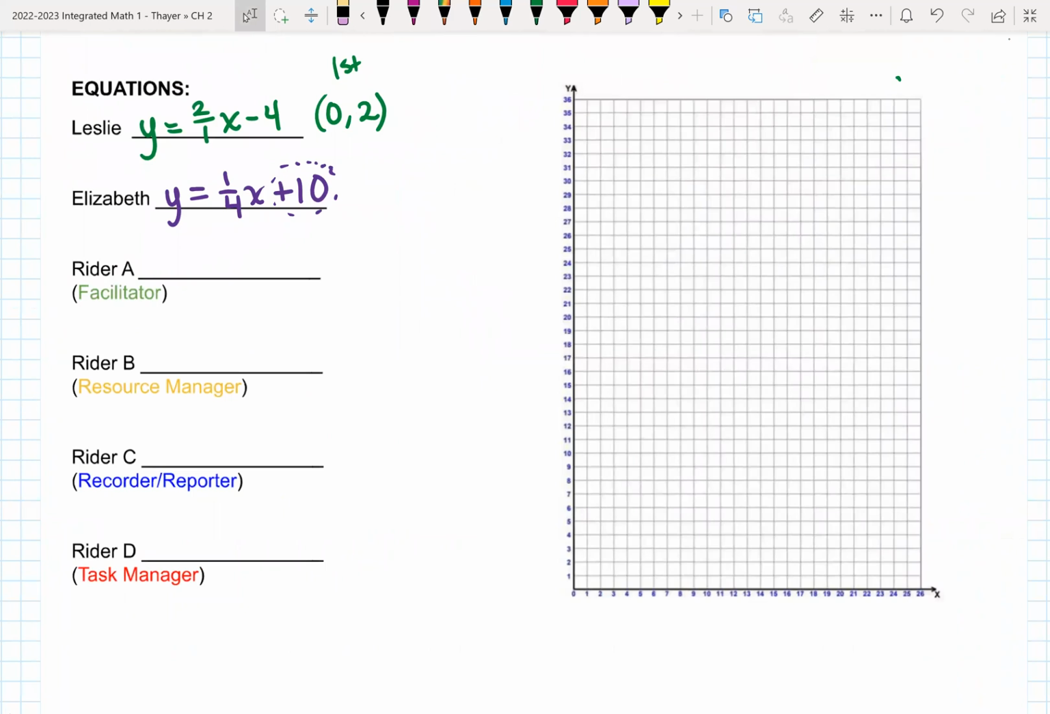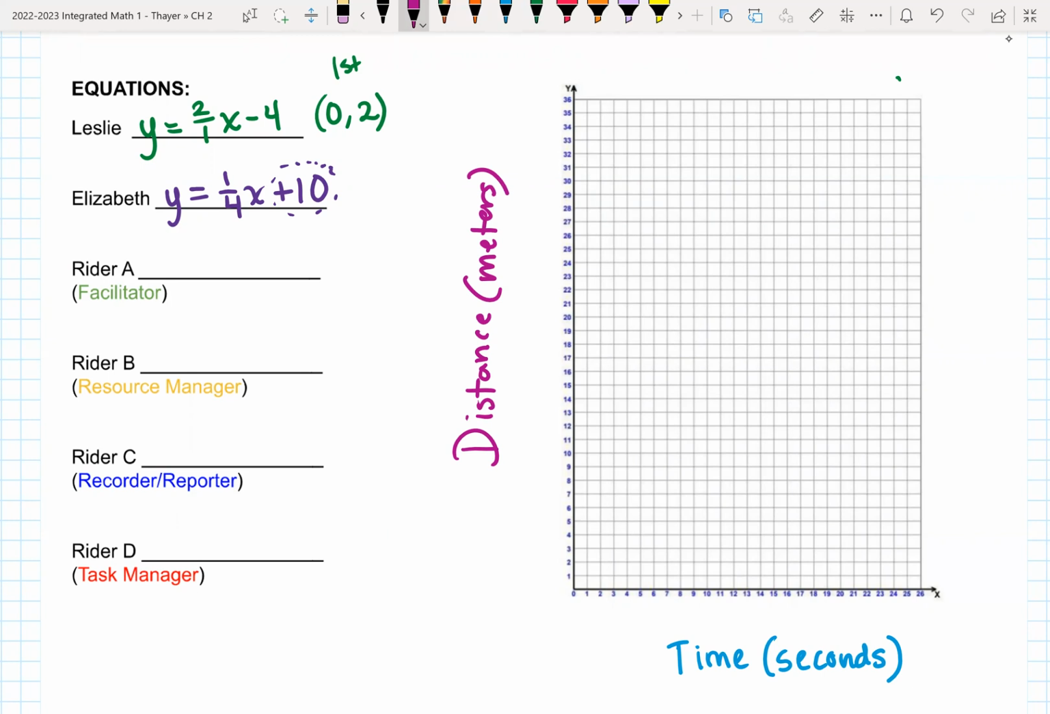And let's title the x and y axis before we get started. The x-axis is time, the units are seconds. The y-axis is distance, and the units are meters. And the overarching title, you can call it the big race if you like, or the big race finals. And then before we forget, the big race is 25 meters long.